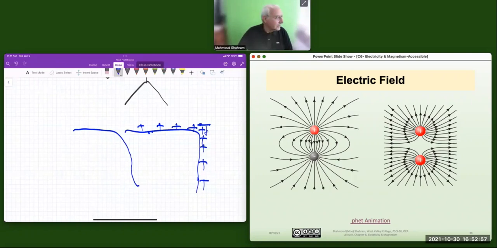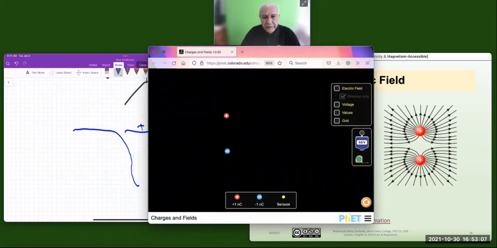So let me see if I have an animation for that. All right, here's my positive charge. I can move them around. And here's my negative charge. Okay.